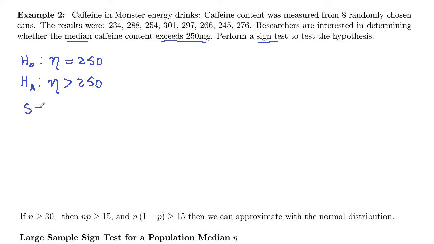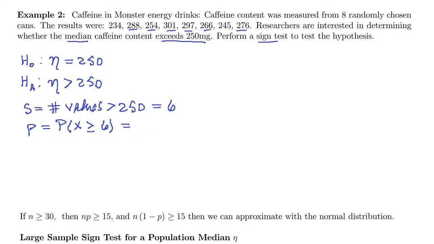Our test statistic S is going to be the number of data values that are greater than 250. So we just count here. We've got 1, 2, 3, 4, 5, 6. 6 values that are greater than 250. And then our p-value is going to be the probability that the random variable, the number of values that are greater than 250, is greater than or equal to 6.